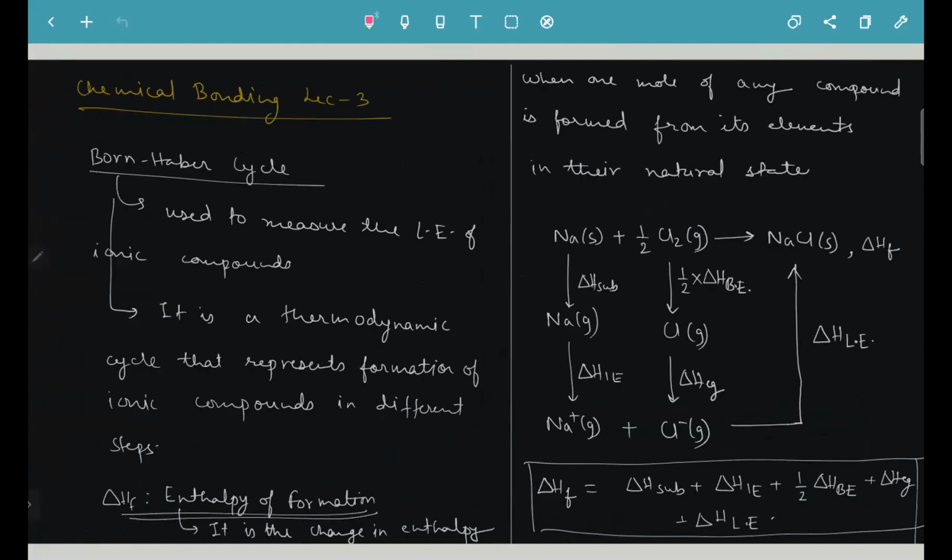Generally, in this process, lattice energy will have a negative sign. Sublimation energy, ionization energy will have a positive sign. Bond energy will have a positive sign. Electron gain enthalpy may have a positive or a negative sign, but lattice energy will have a negative sign.